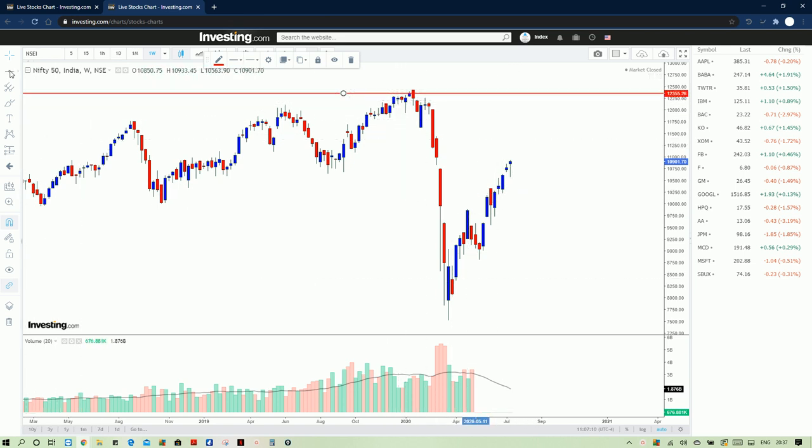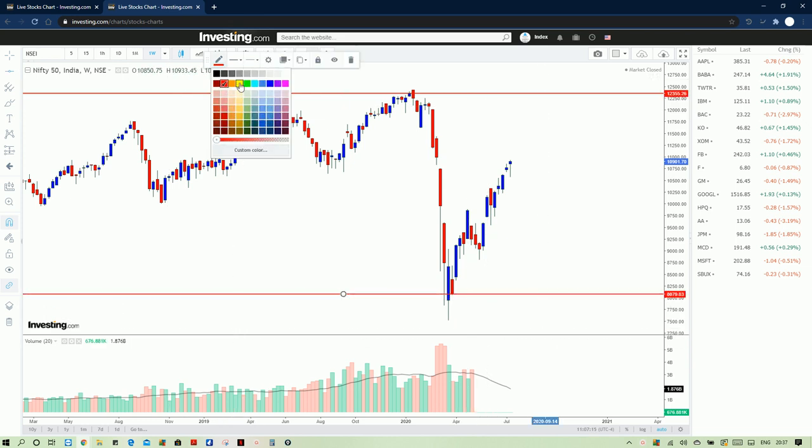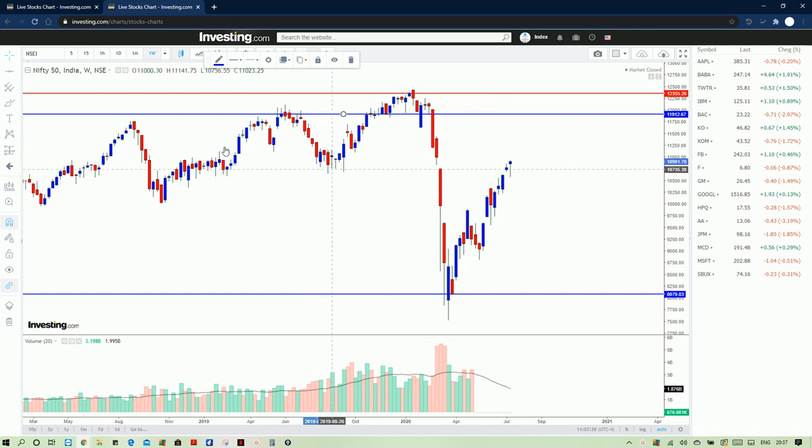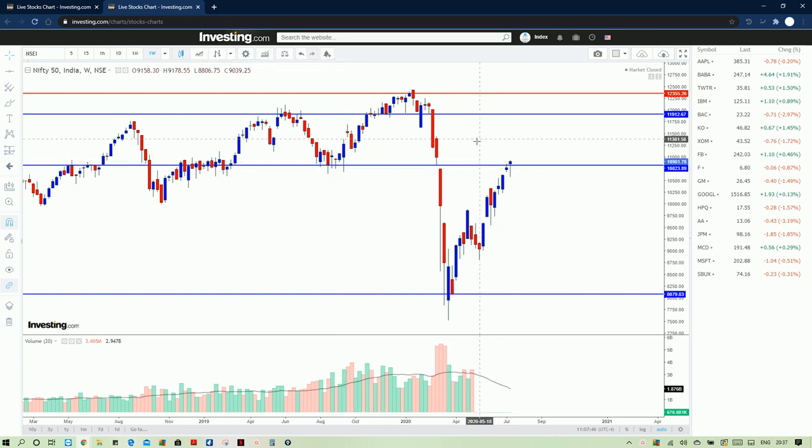Now the support point is somewhere here. The support point we have drawn here, that is a support point. So we have drawn the blue line, that is a support point. Now from here it fell to here. So earlier higher highs is somewhere here, at this point. Okay. And the earlier support point is at this point. Okay.